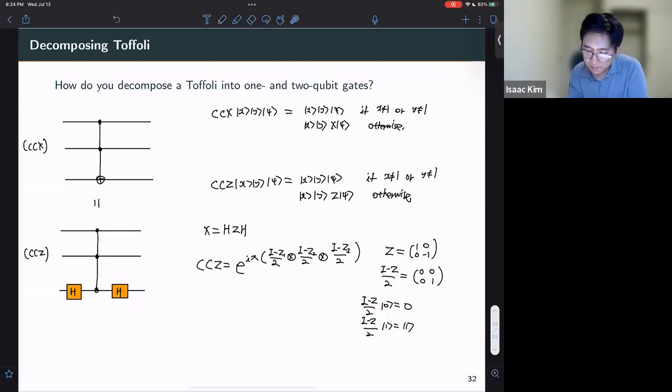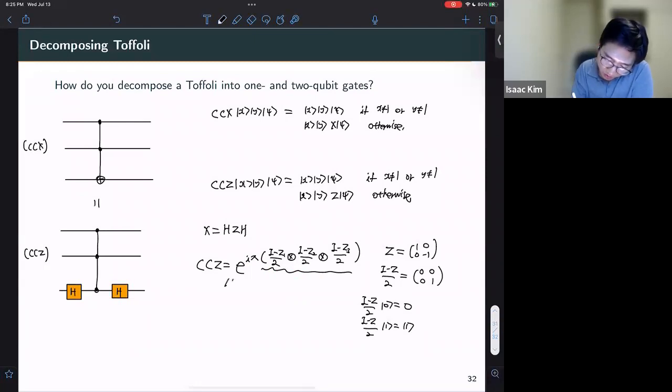Okay. So what is this tensor product doing? It basically annihilates everything except when all the qubits are in the 1 state. So if all the qubits are in the 1 state, then I get the phase of -1, because then I have e to the i pi times 1, and e to the i pi is -1. But in any other case, what I get is e to the i pi times 0, so I'm going to get 1. So that's exactly what CCZ is.